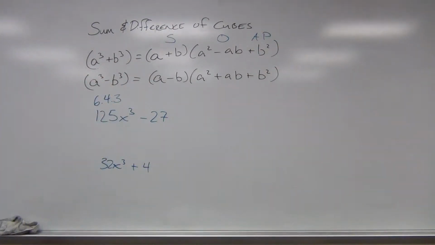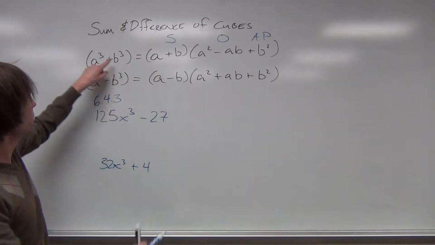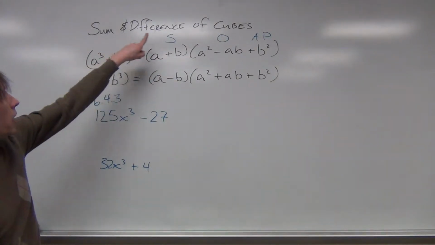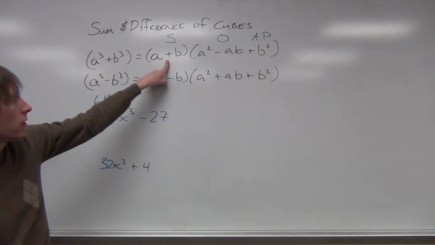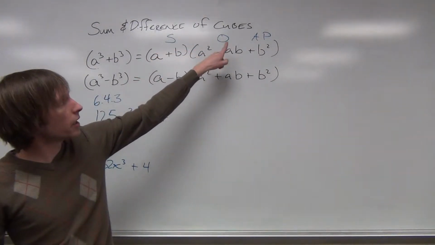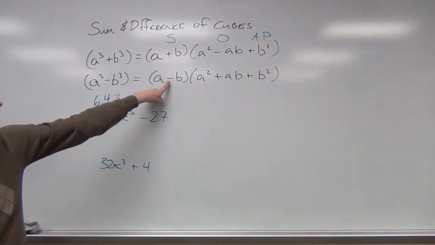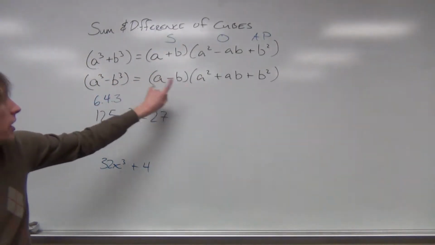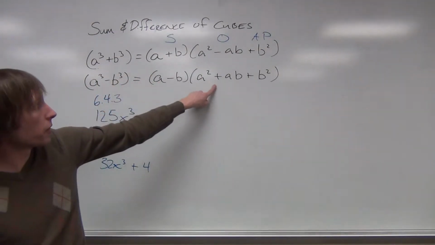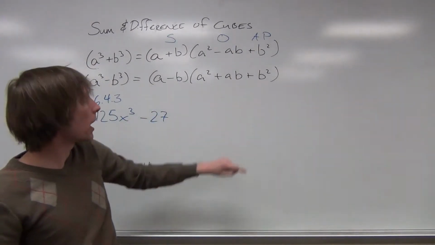All right, so think SOAP. What you're going to do here is, if this is a plus, you're going to use the same sign. You're going to have the opposite sign, and then the last one is always going to be positive. Here, this is a minus, so we're going to use the same sign, minus, the opposite, so the opposite of minus is plus, and then the last one is always positive.